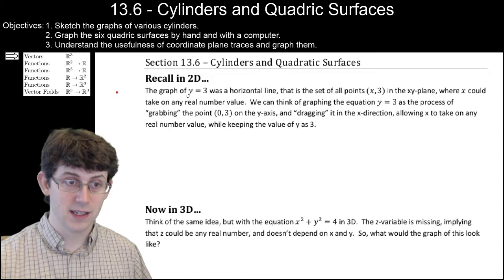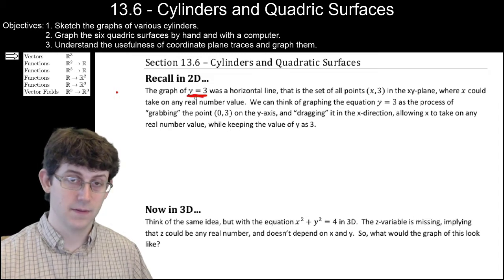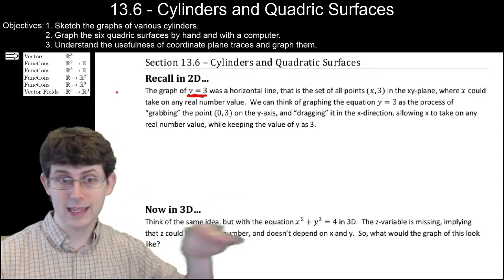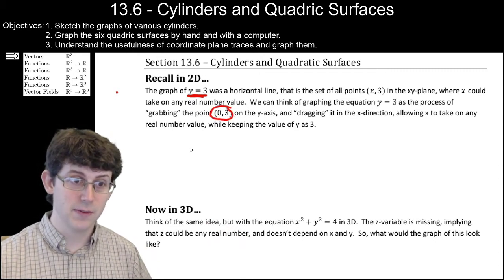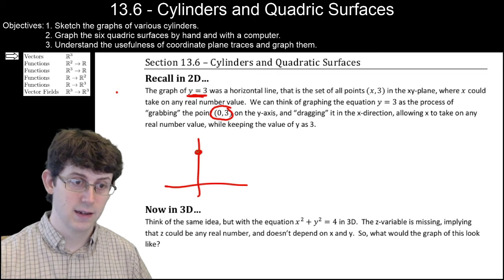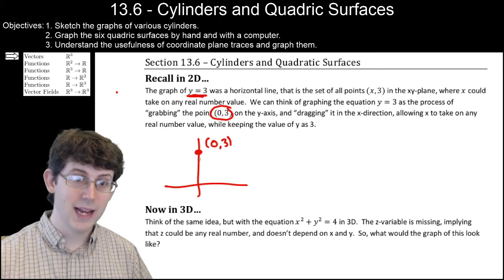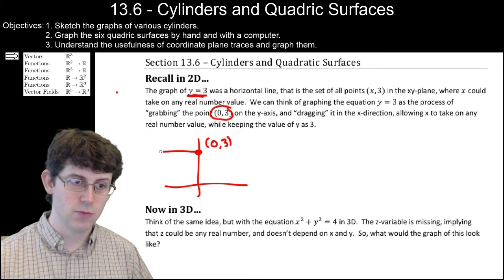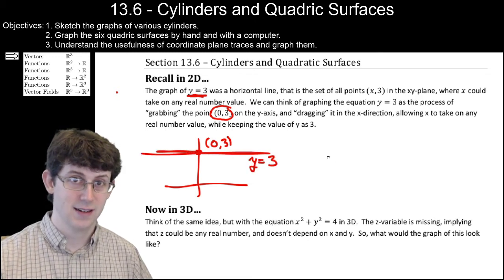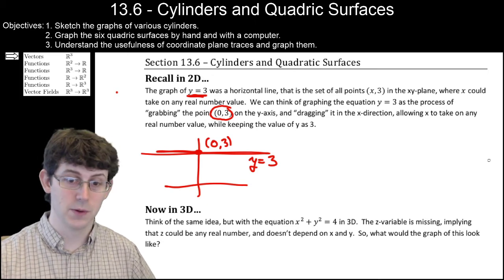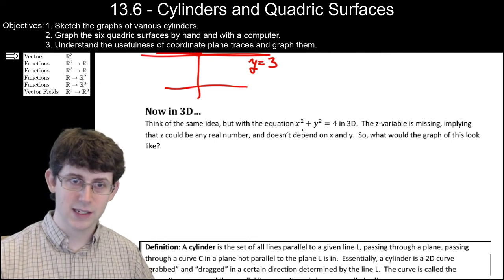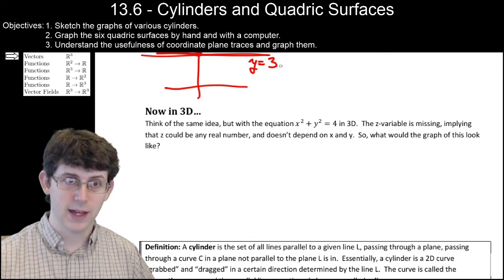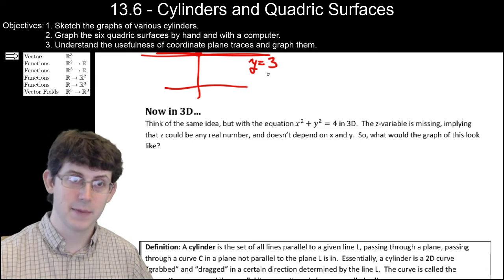First, in 2 dimensions, the graph of y equals 3 was a horizontal line. All the points were y equals 3. So you can think of it as you take the point 0, 3 on the y-axis, and you grab that and you move it side to side, and you get the graph of y equals 3. So x can be anything as long as you keep y equal to 3. Here, in 3 dimensions, what it looks like when a variable is missing. So y equals 3 was missing x. That meant x could be anything.